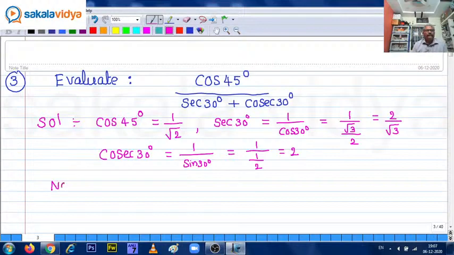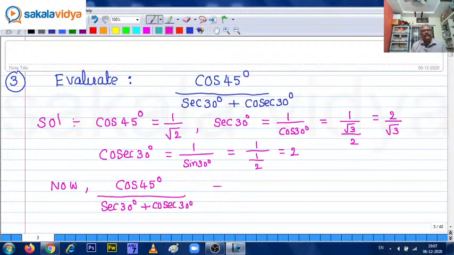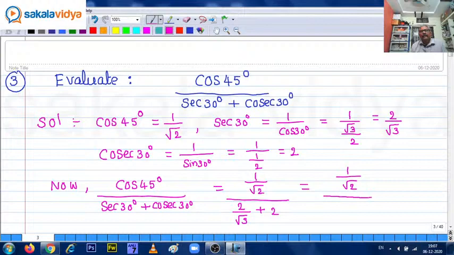So now cos 45 degrees upon secant 30 plus cosecant 30 equals 1 upon root 2 divided by, secant 30 is 2 upon root 3, plus cosecant 30 is 2. So this equals 1 upon root 2 divided by, LCM is root 3, so 2 plus 2 root 3.